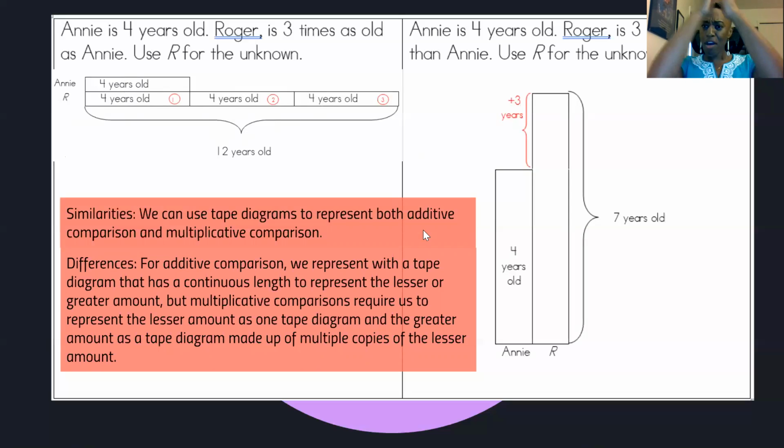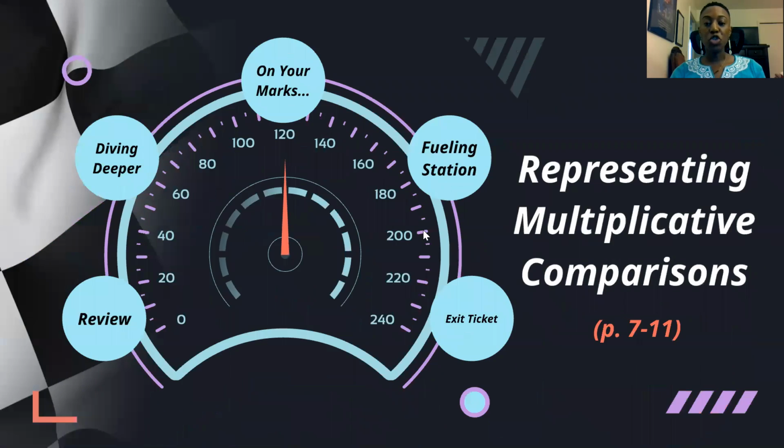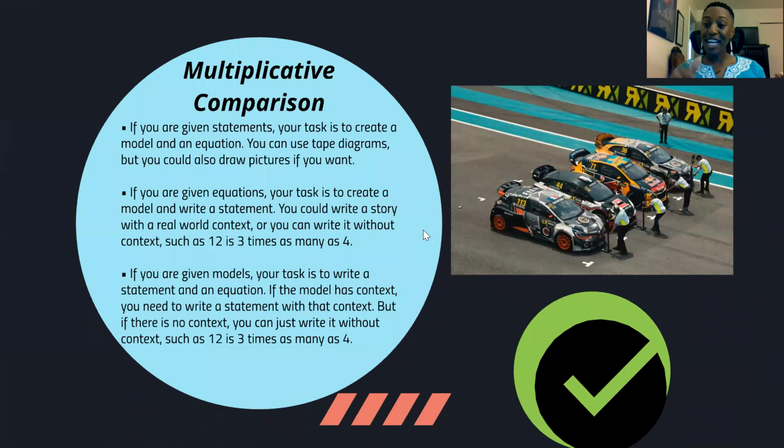Nice job. Give yourself a round of applause because you just did 2 different types of comparisons side by side to compare and contrast. Lock that in because now we're going to have an opportunity to fuel our gas tanks a little bit more. So we're going to look at the next activity starting on page 8. And so you will continue to represent multiplicative comparisons.